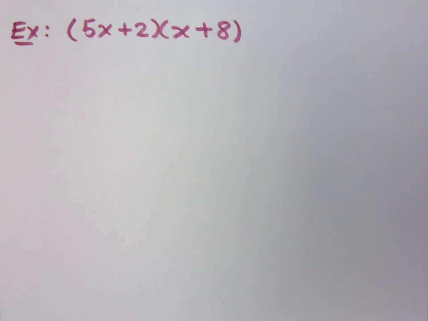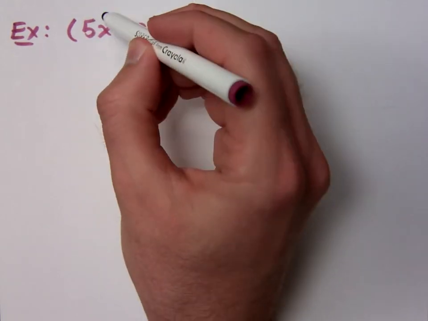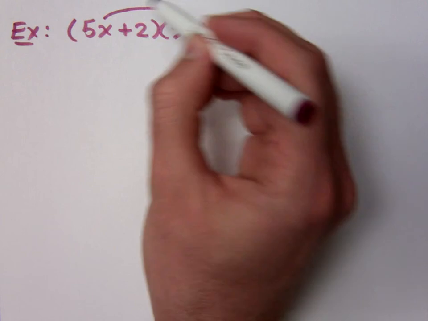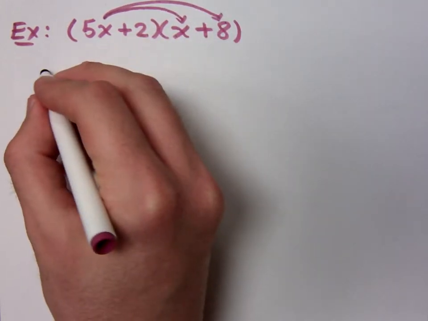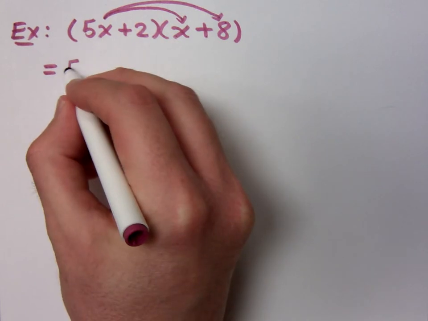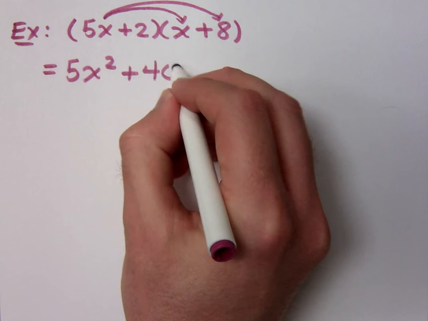Now, is there another distributive way we can work that besides the one you showed us? Yeah, this is the way that I typically work the problems if it's just me by myself. I'm just going to distribute. I'm going to take the 5x, distribute it to the x, and distribute it to the 8. When I distribute, what do I have? 5x squared plus 40x, right?